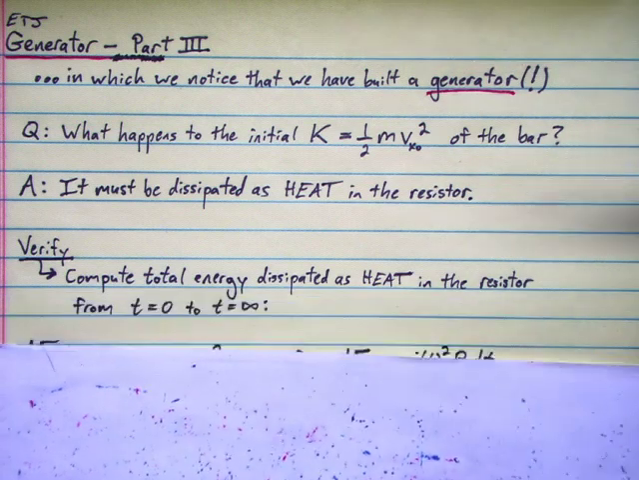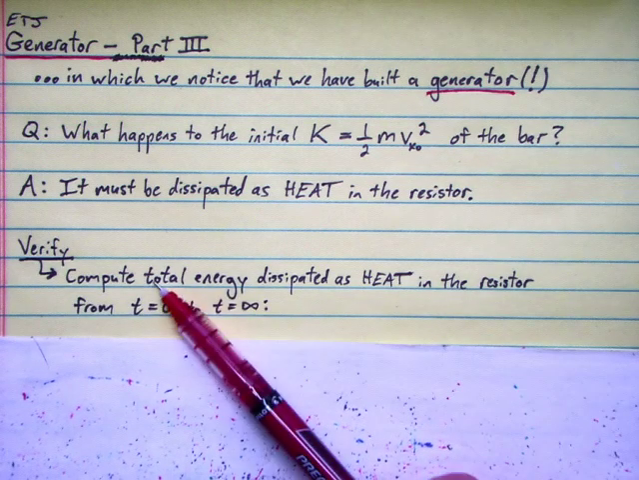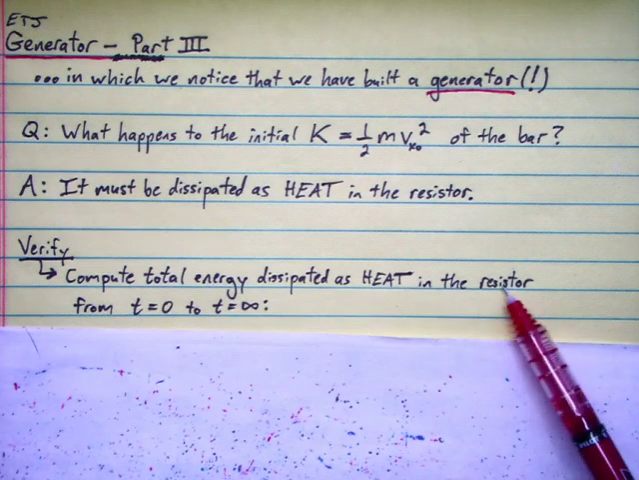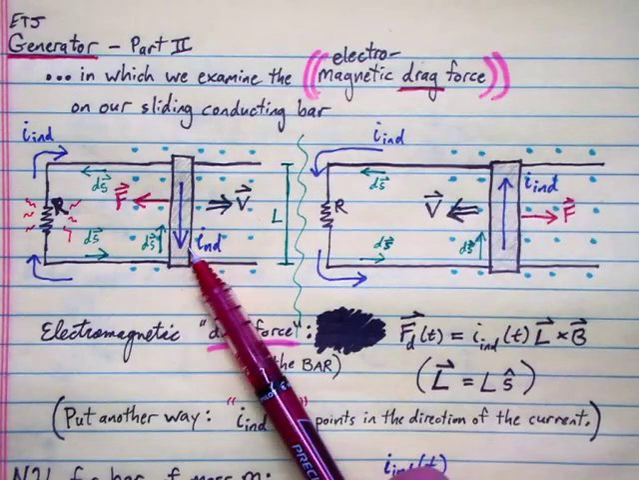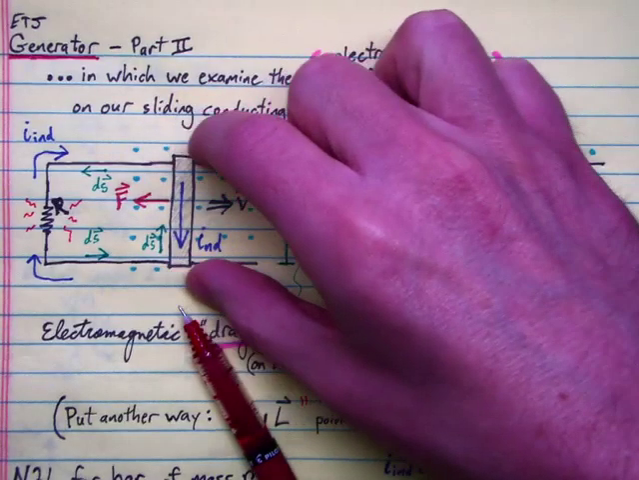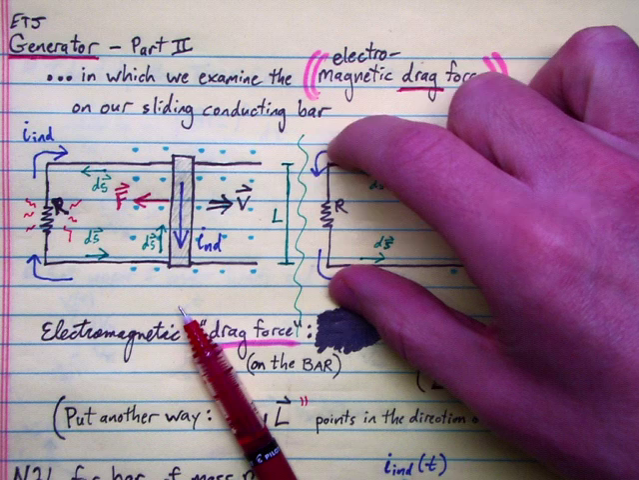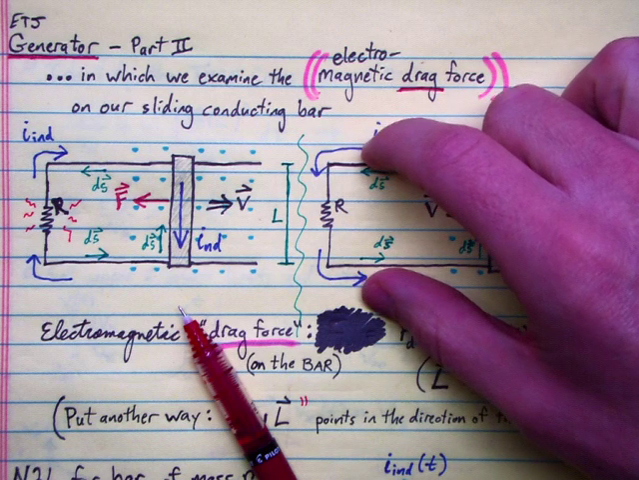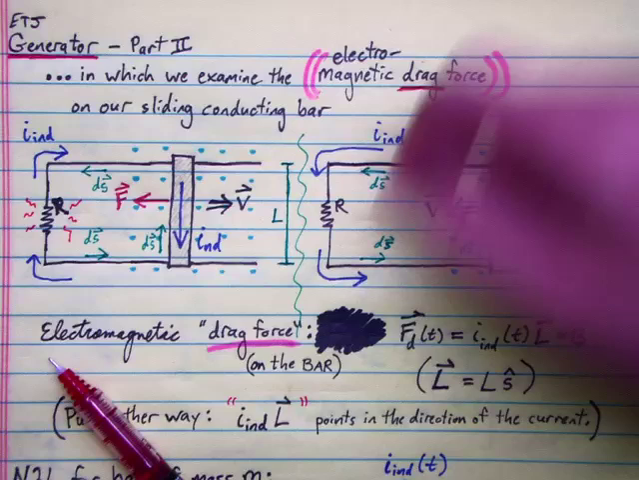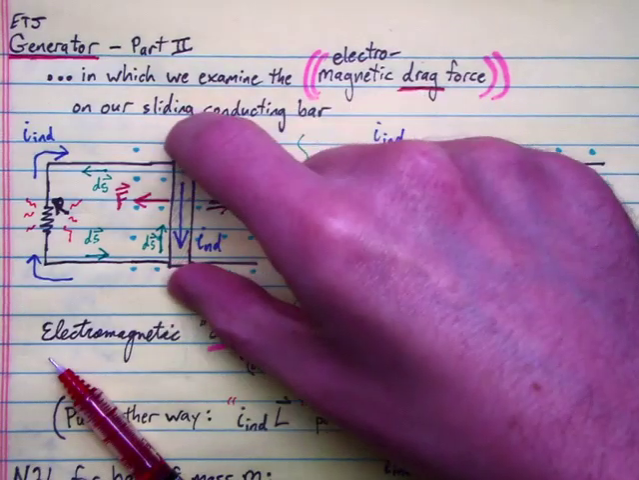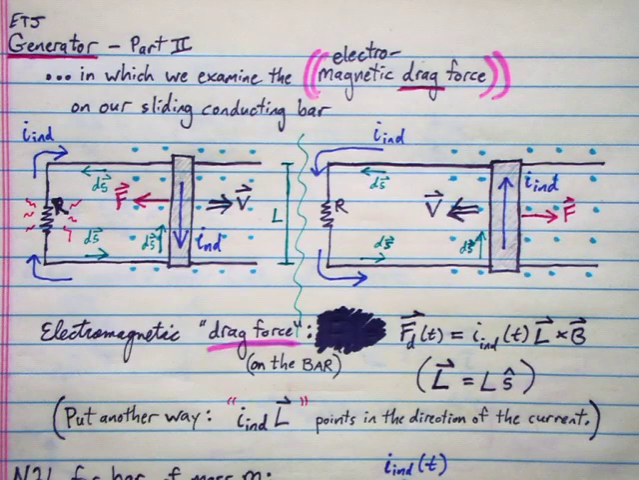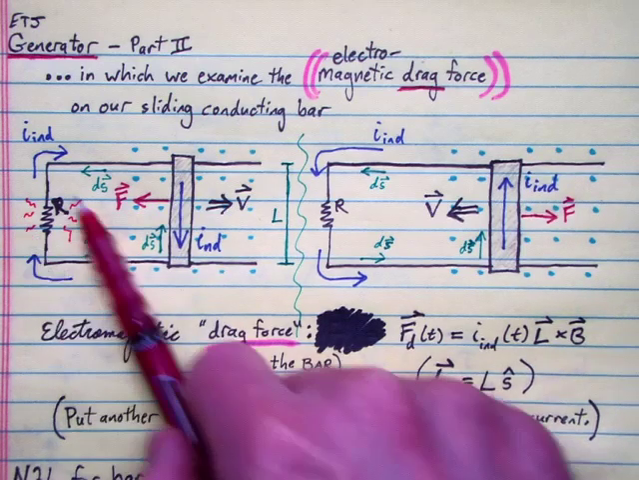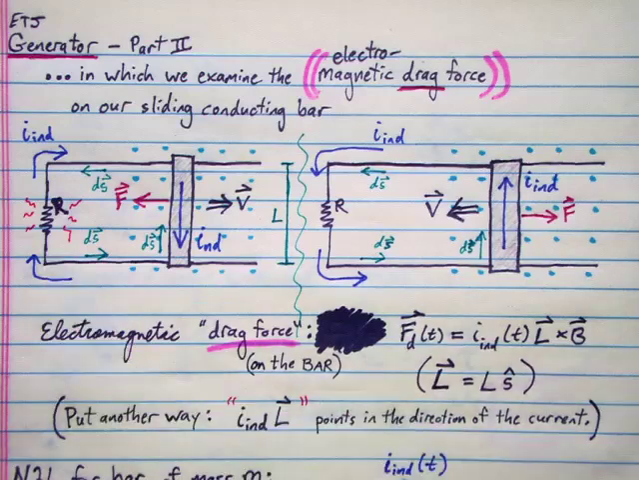We can verify this. What I'd like to do is try and compute the total energy dissipated as heat in that resistor as time goes from 0 to infinity. So give that bar an initial push. We know that it will take forever to slowly slow down and come to rest. So during the course of that whole time the bar is sliding, there is current circulating, dissipating energy as heat. So as time goes to infinity, how much energy ultimately comes out as heat in that resistor? How much energy are we supplying to our device via our generator?